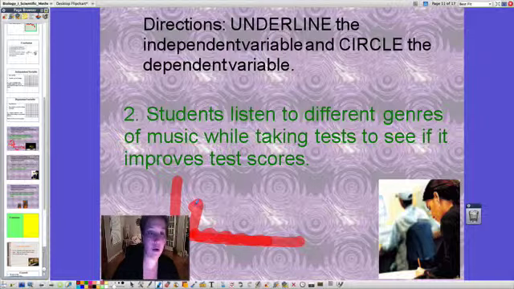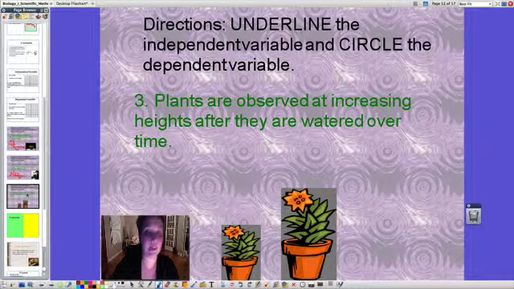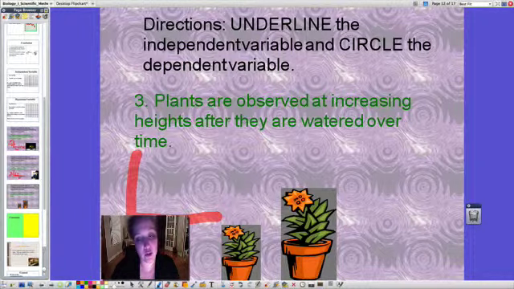Next example. Students listen to different types of genres of music while taking a test to see if it improves the score. You would have the different types of music here, and then you would plot going on the y-axis their different test scores. This is what is occurring based on the experiment, what's on the X.